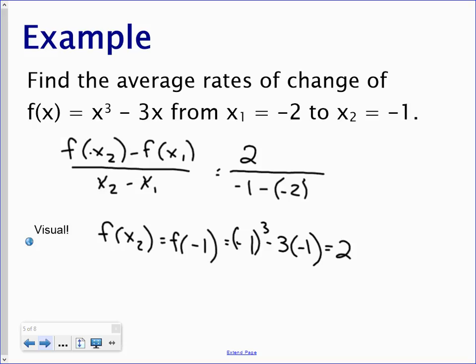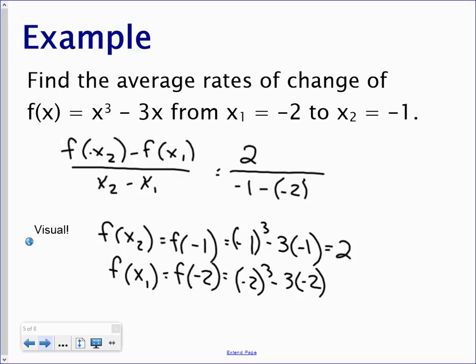And then I'll do the same thing for f of x sub 1. That will be f of negative 2. That will be negative 2 cubed minus 3 times negative 2. That's negative 8 plus 6, so a negative 2. Remember that in the actual formula, you're doing a difference of those values, so you're doing minus negative 2, which really turns into plus. Are we okay with where my numbers came from?